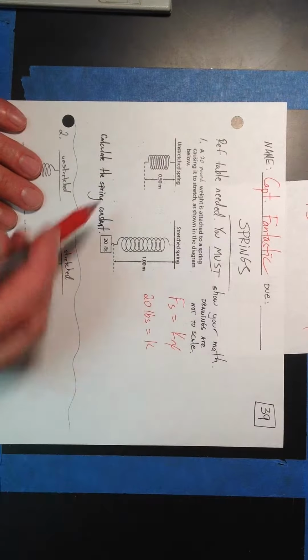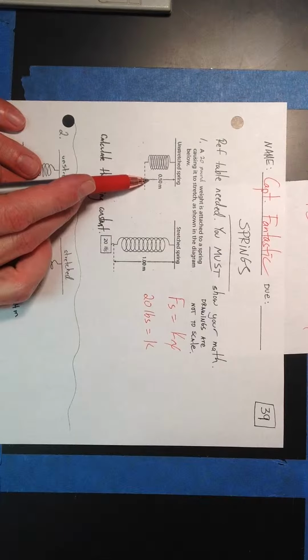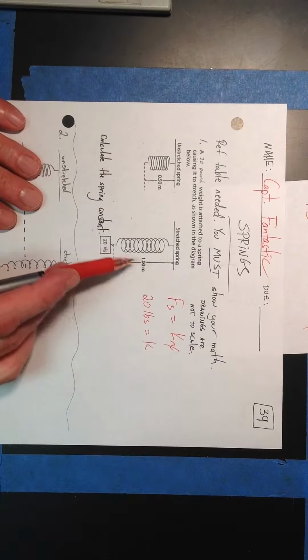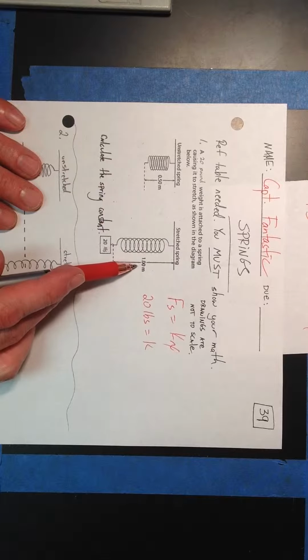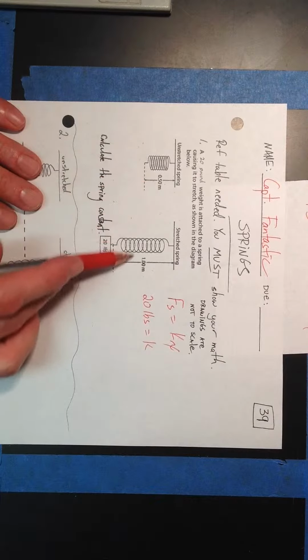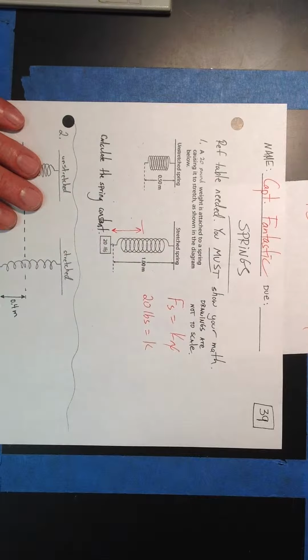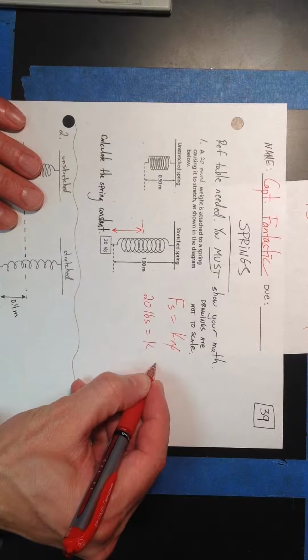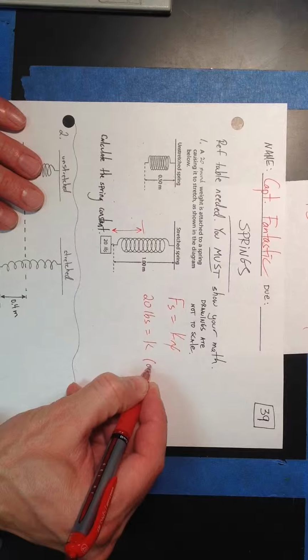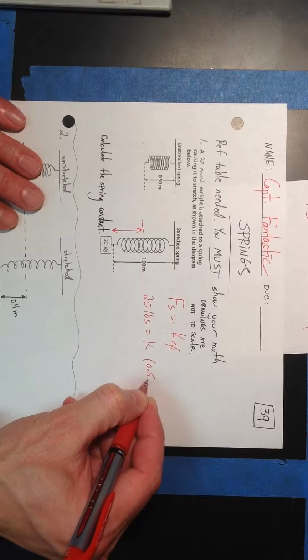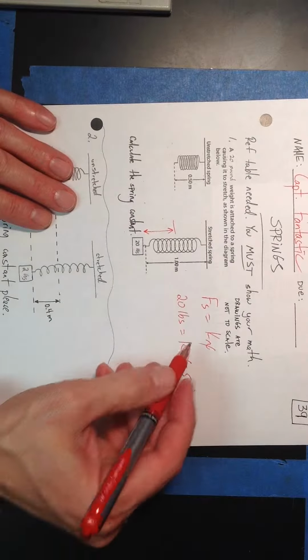X is the elongation, so it's this big. It's half of a meter with no weight on it. Add the weight, it's now 1.00 meters. So the elongation here is this distance, which is going to happen to be 0.5 meters, okay? And then this is K.